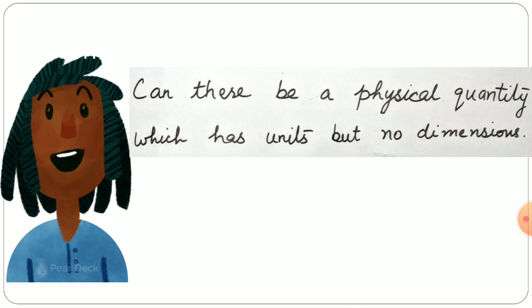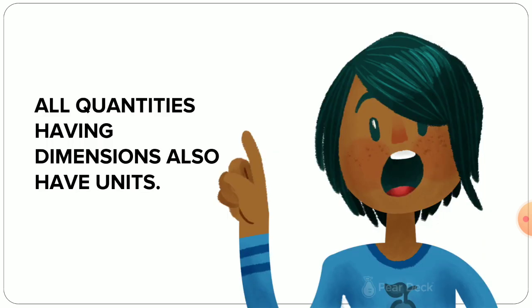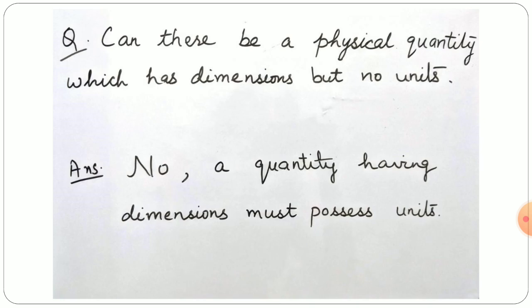Another question: can there be a physical quantity which has units but no dimensions? Yes, angle is a physical quantity which has units but has no dimensions. All quantities having dimensions also have units. This is a very important concept to note. Whenever we have physical quantities which have dimensions, then they must also have units.